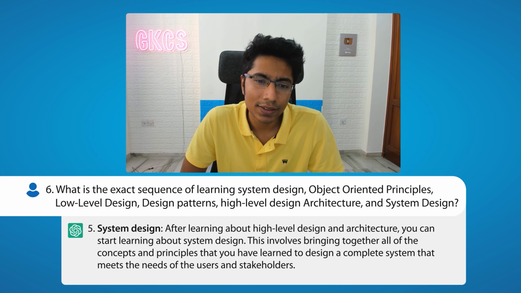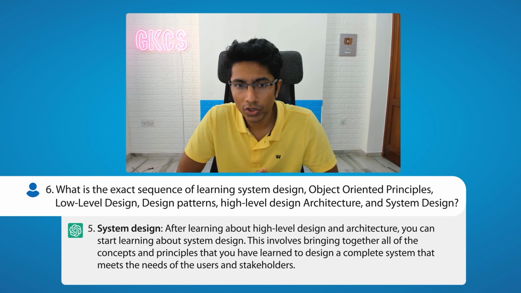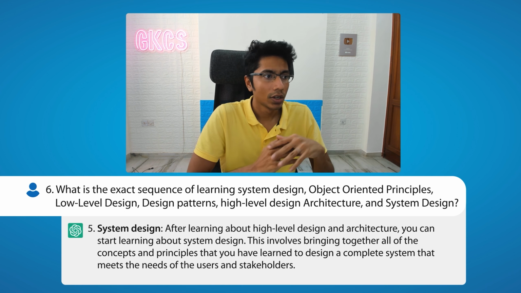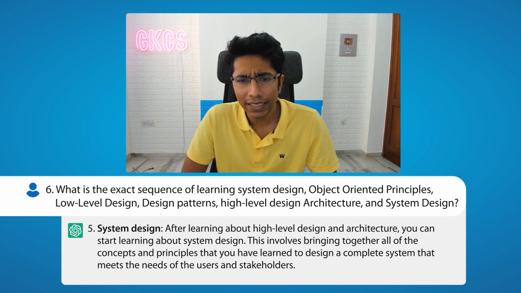Finally, system design. I think this is an aggregation and condensation of all of the knowledge that you have in high-level and low-level design. It's not really that you need to learn it at number 5. System design is made of these things. So point number 5 doesn't really need to exist.